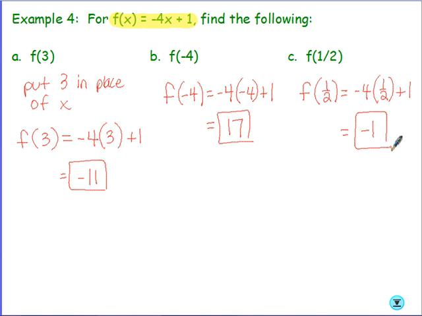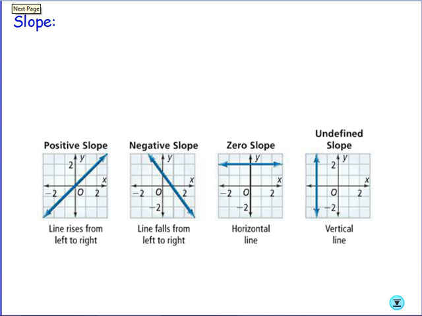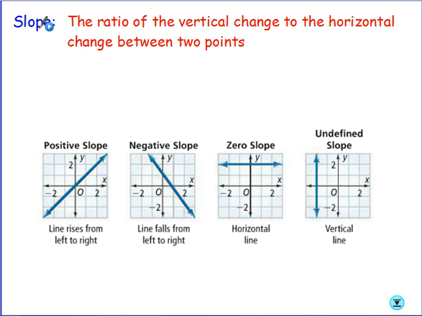All right, so turn the page. Last topic of today is slope, something that we are very, very familiar with. Here is what we know about slope. We know that it is rise over run. The new definition is it is the ratio of the vertical change to the horizontal change.